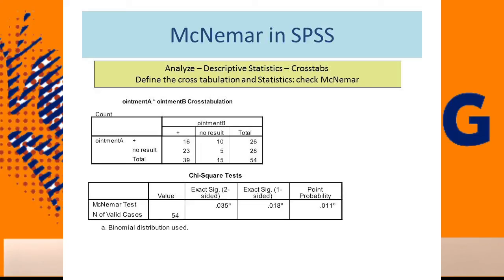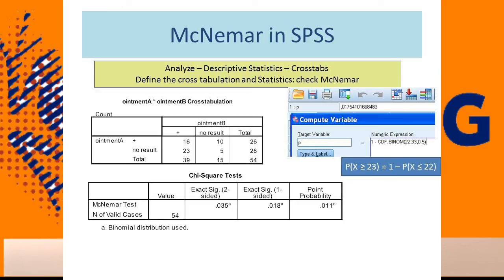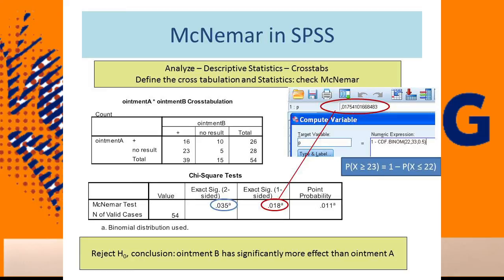The one-sided p-value has been calculated using the binomial distribution, as we can check. The probability of finding 23 or more equals 1 minus the probability of finding 22 or less. This one-sided probability can be rounded to 0.0175 and will give a two-sided p-value of 0.035. If alpha equals 0.05, the p-value is smaller than that, so we can reject the null hypothesis. Ointment B has a significantly better effect than ointment A.